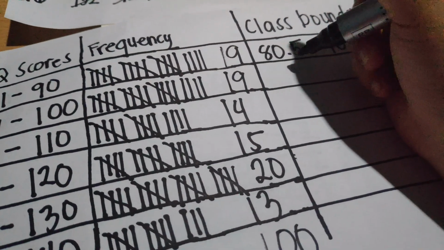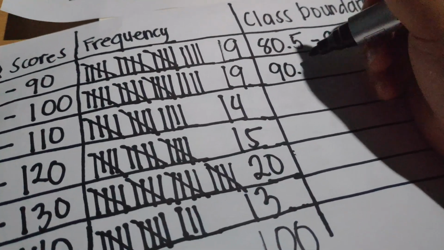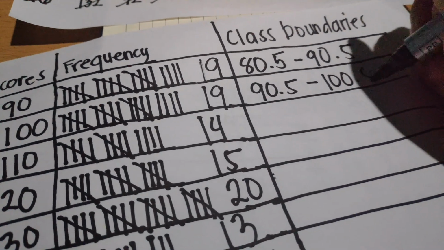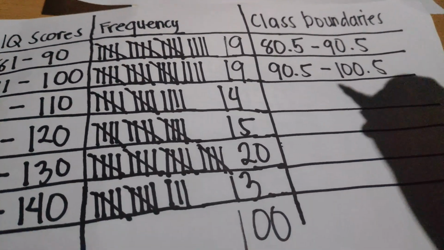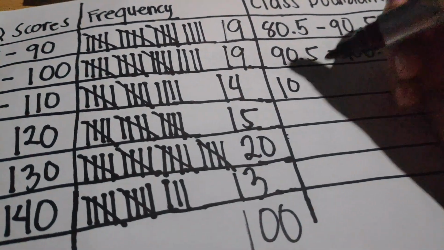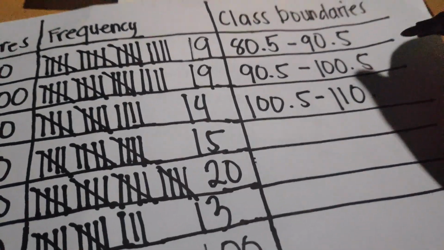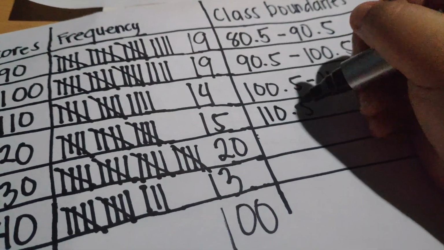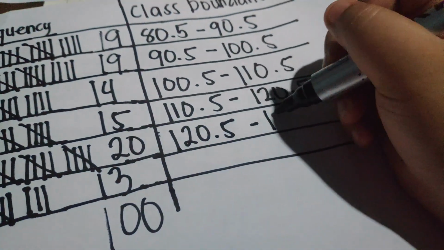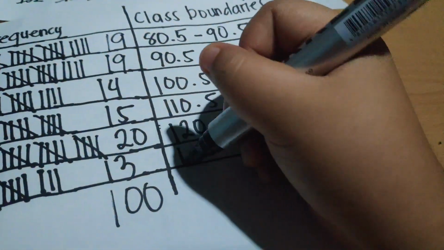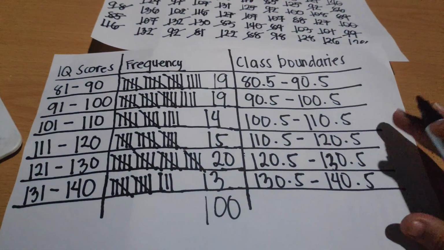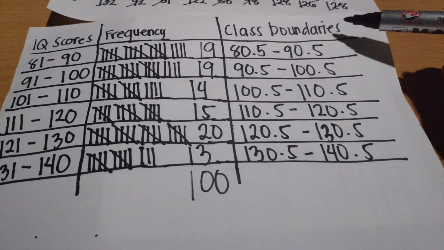So from 91, 90.5 to 100.5. Add and subtract lang ito, kaya madali lang yung class boundaries i-determine. So 100.5 to 110.5. 110.5 to 120.5. 120.5 to 130.5. 130.5 to 140.5. Ganyan lang kadali paano makuha yung class boundaries.